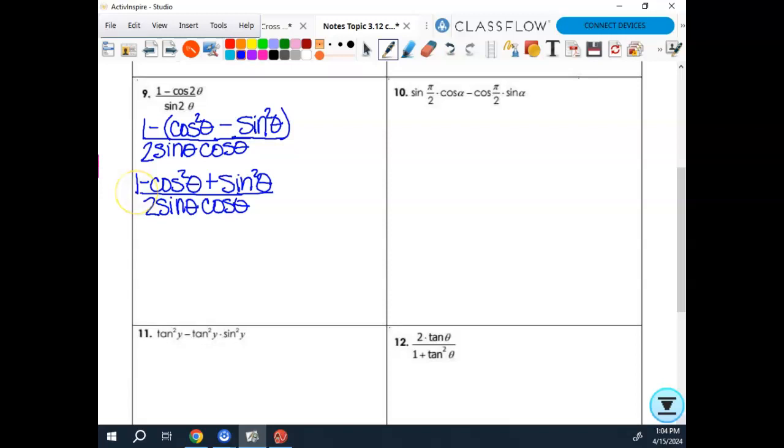What can I replace 1 minus cosine squared theta with? Sine squared, right? Because remember, sine squared plus cosine squared equals 1. So 1 minus cosine squared is sine squared. So sine squared theta plus sine squared theta over 2 sine theta cosine theta. And then what is sine squared plus sine squared? 2 sine squared. So we get 2 sine squared theta over 2 sine theta cosine theta.